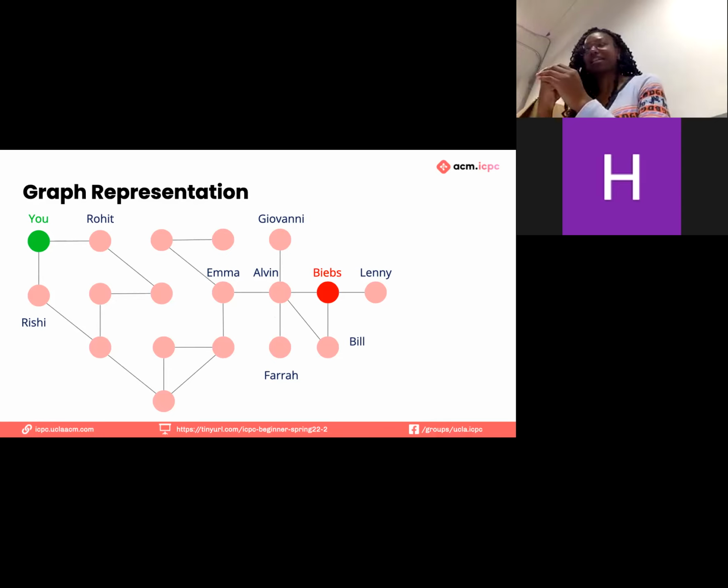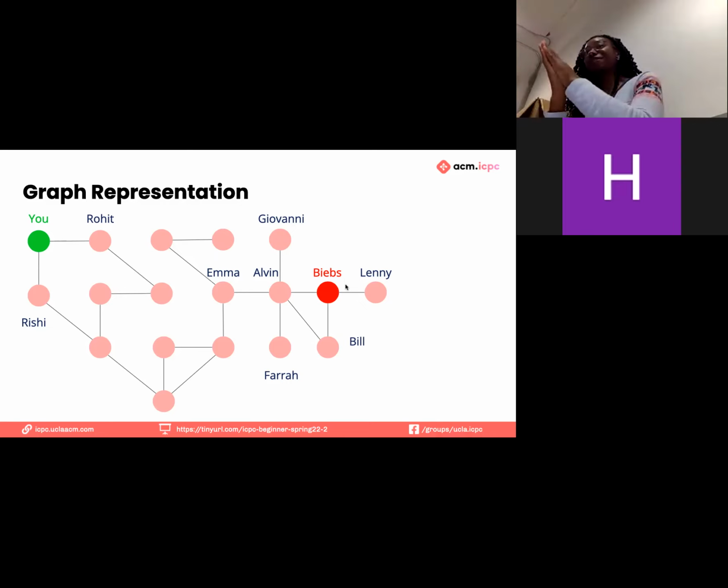Closeness is how many people we have to go through to be able to contact them. It's pretty easy to read because the dots represent people and the lines represent friendship or some sort of relationship. For Emma, for example, we can see that she can get to Justin Bieber the quickest, through the least amount of people, through Alvin. She just needs to say, hey Alvin, can you introduce me to Justin Bieber? And then he would theoretically do that.